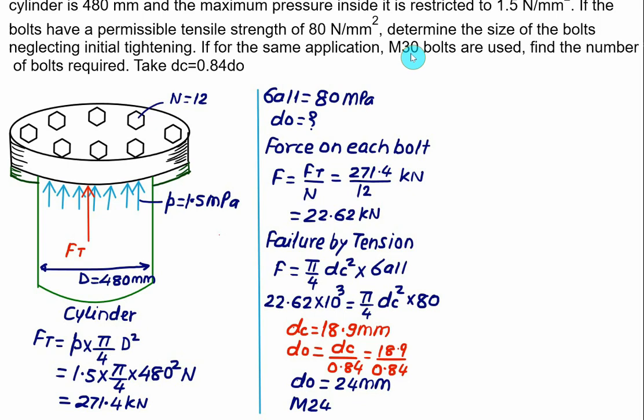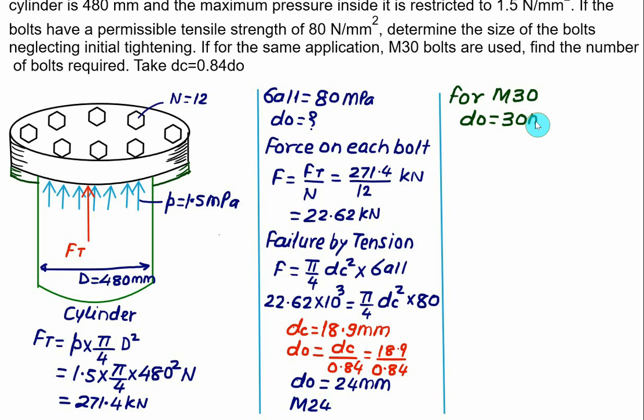In the second part, if we are using M30 bolts, then you have to find out the number of bolts required. So in the case of M30 bolt, we have the nominal diameter DO equal to 30 mm. Hence the core diameter will be equal to 0.84 times the nominal diameter, equal to 30.